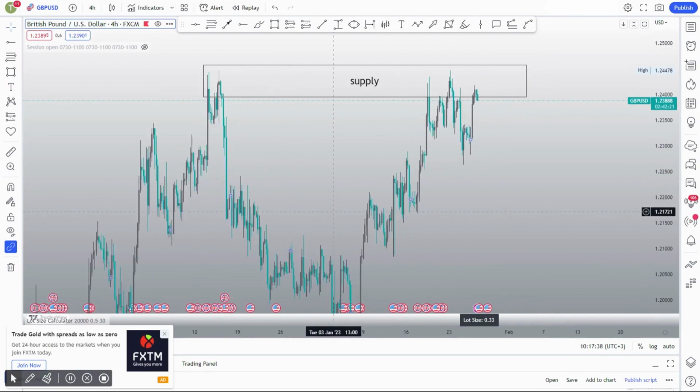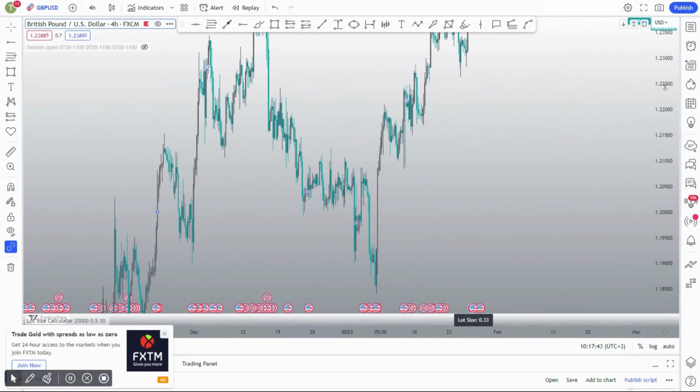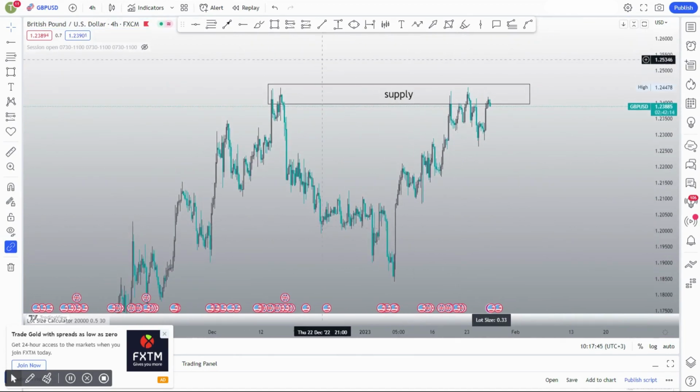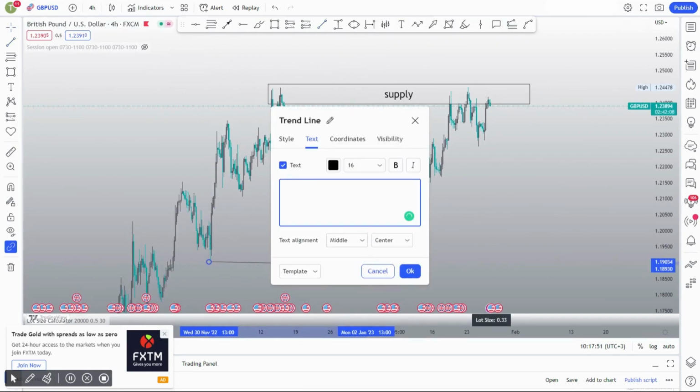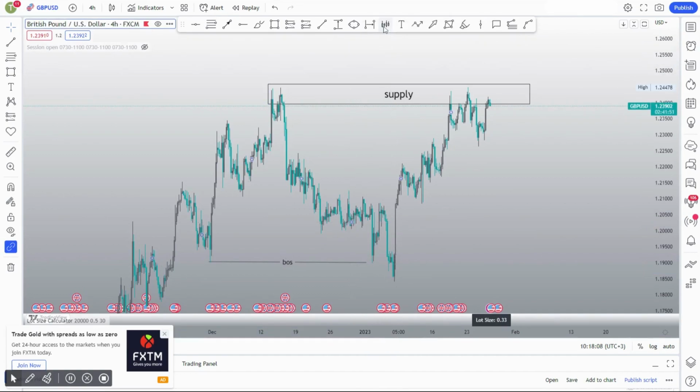So what we want to do is go to the lower time frame and look for a break of structure. As you can tell from the higher time frame, there is already a break of structure. So this is the first confirmation for our sell entry here, because we'll be looking at sells, and this is our second confirmation at the higher time frame.